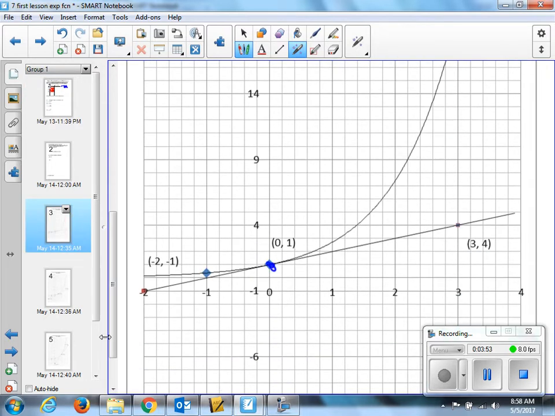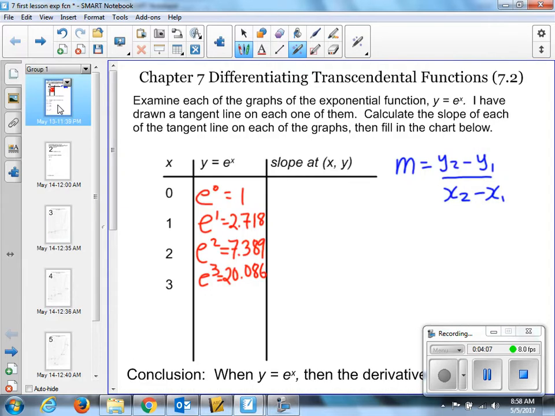Here's the tangent line. I've calculated it using calculus and then drew it in there, okay? So we've got 3 comma 4, 0 comma 1. We'll remember this, eh? 3 comma 4, 0 comma 1. So the slope, y2 minus y1. It's 3 comma 4, so 4 minus 1 over 3 minus 0. So, I don't need a calculator for this one. It's 1. Right? Do the other 3 with your calculator.